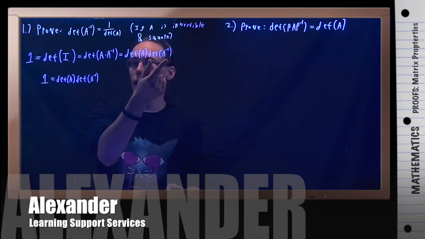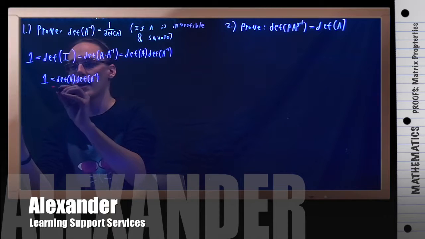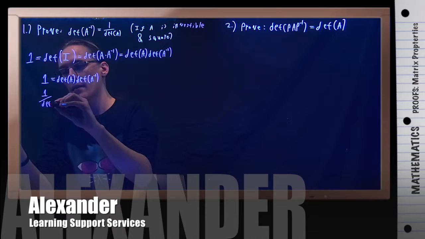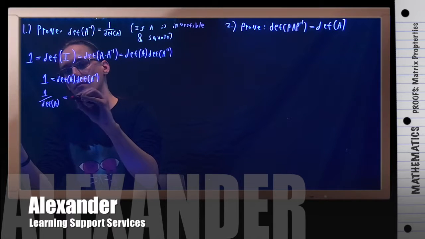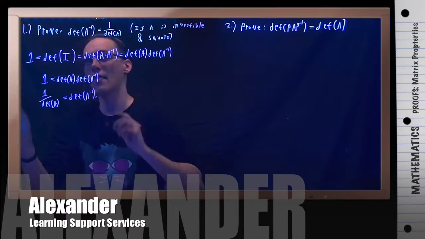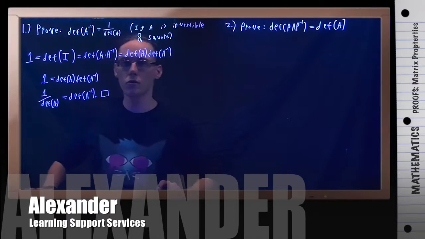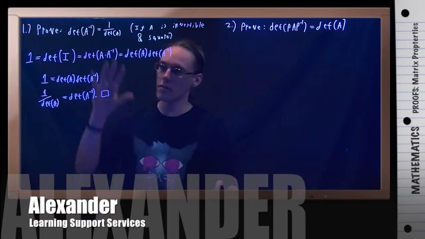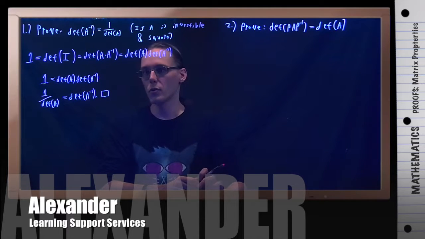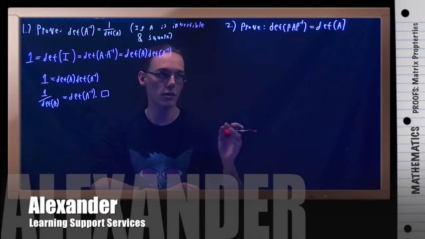So the determinant of A times determinant of A inverse is 1. That means I can divide both sides by determinant of A. And if I do that, I get that 1 over the determinant of A is equal to the determinant of A inverse. And that's what I was trying to prove in this part. So I'll put my little tombstone right there. You can use QED if you like. Either way, this proof, the first one, is done. Now, the reason I'm doing both of these proofs is that I can use this to help me out for this proof over here. So let's take a look.